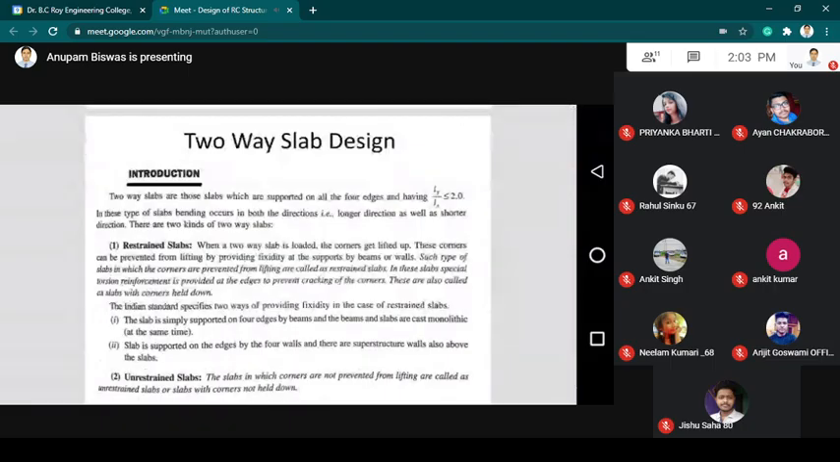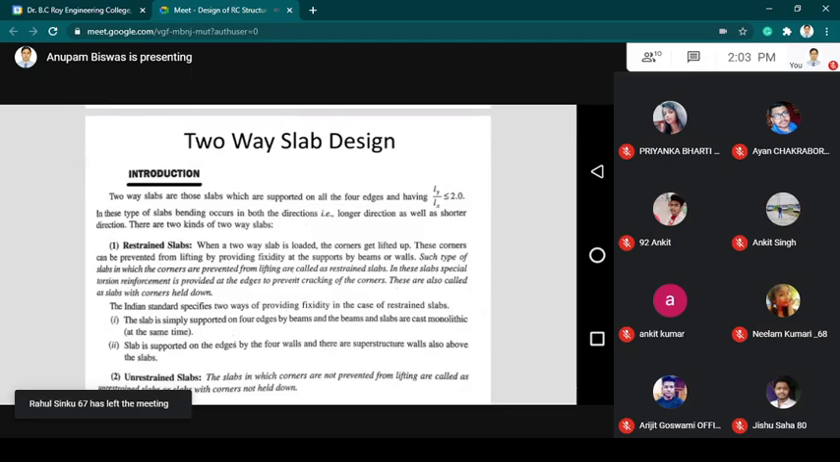So the criteria for two-way slab, as you know, is that those slabs which are called two-way slabs will have the Ly by Lx ratio less than or equal to 2. The support condition of this type of slab is that all four edges will be supported, and in this type of slab the bending may occur in both directions, means the bending may occur in the longer direction as well as in the shorter direction.